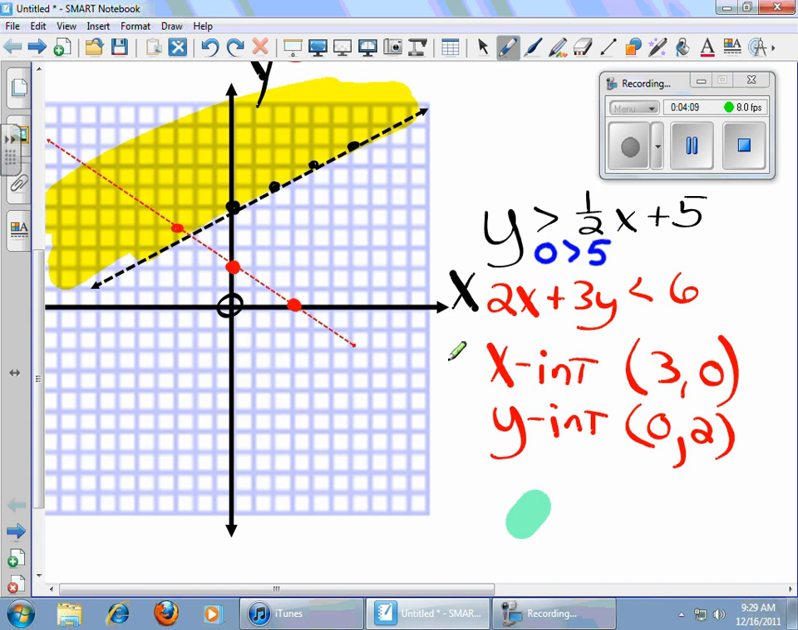I need to do my test point. And mentally, I'm sticking 0 in for x right here and 0 in for y. And I'll get the statement that 0 is less than 6. And that is a true statement. So I'll shade the side of the red line where 0 is. And there you can see my solution set is the green area. And of course, that green area really comes on down to here, right? And it goes up there, and it continues on forever in that triangular sort of pattern, right?